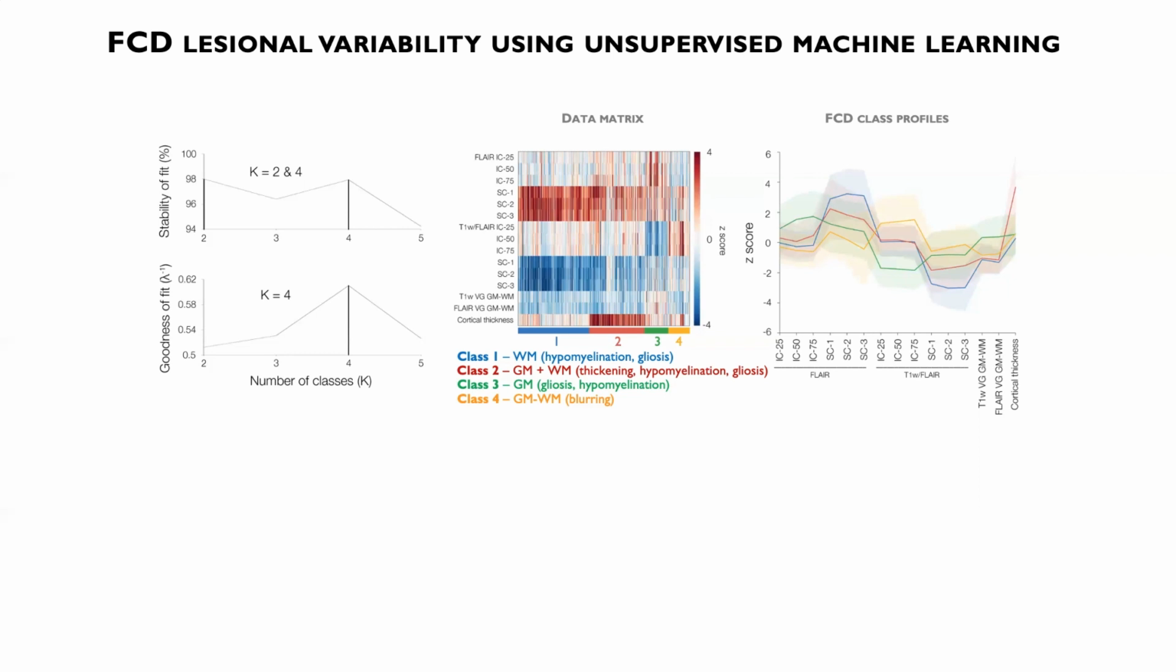Class 1 was characterized by white matter hypomyelination and gliosis. Class 2 was driven by both gray matter and white matter anomalies. Class 3 displayed mainly gray matter gliosis and hypomyelination, and class 4 was driven by blurring of the gray-white matter interface.